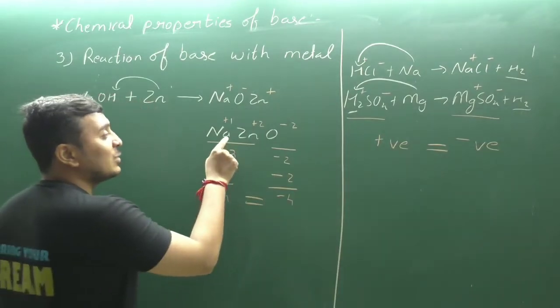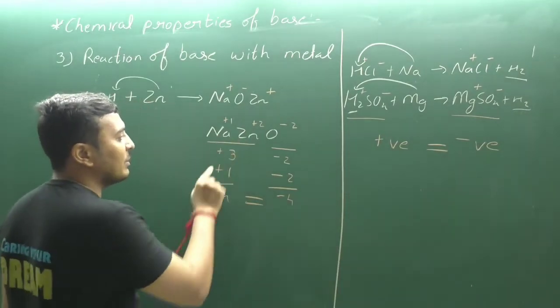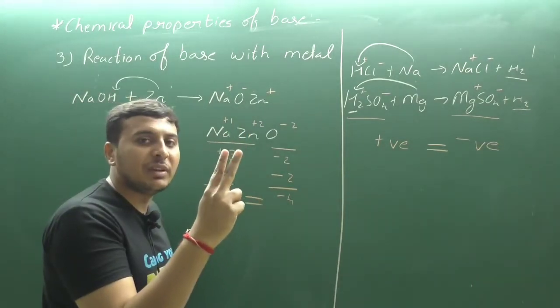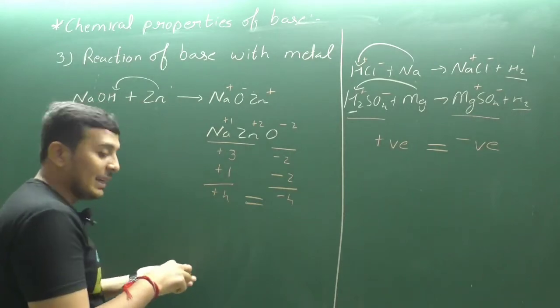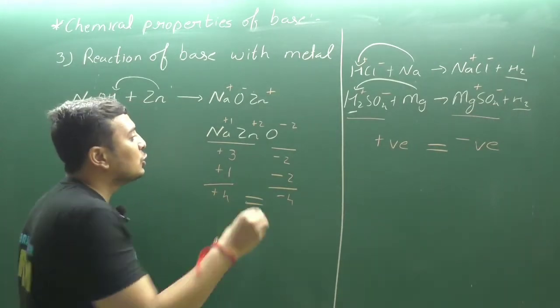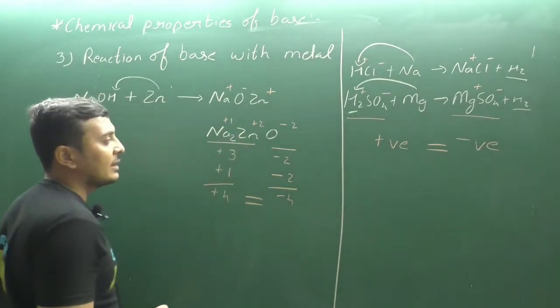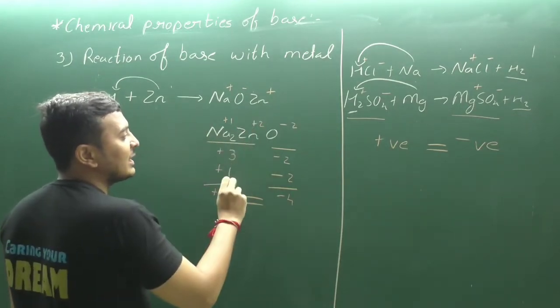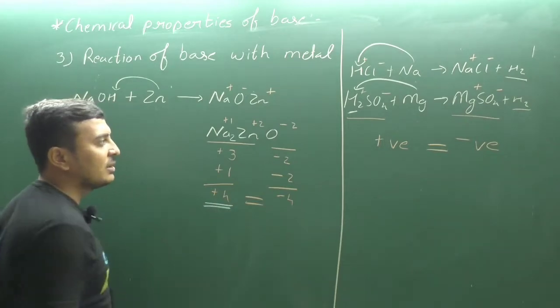If I want the plus 1 charge, then I can double the sodium. If there are 2 sodium, the charge of 1 sodium is plus 1, then the charge of 2 sodium will be plus 2. So, I can add 2 here, there are 2 sodium. Clear? So, with 2 sodium the total charge will be plus 2, the total charge of zinc is plus 2, so the total charge will be plus 4.